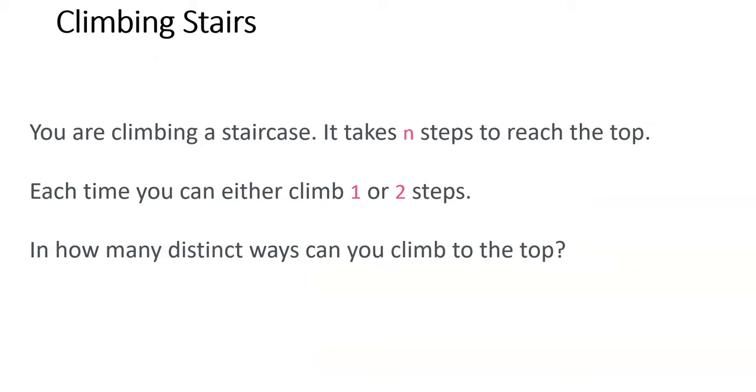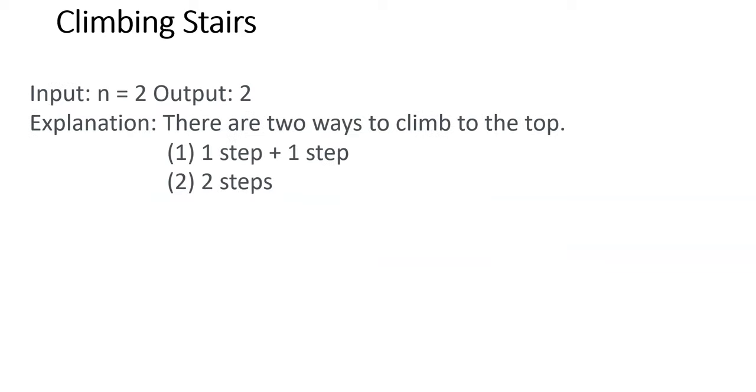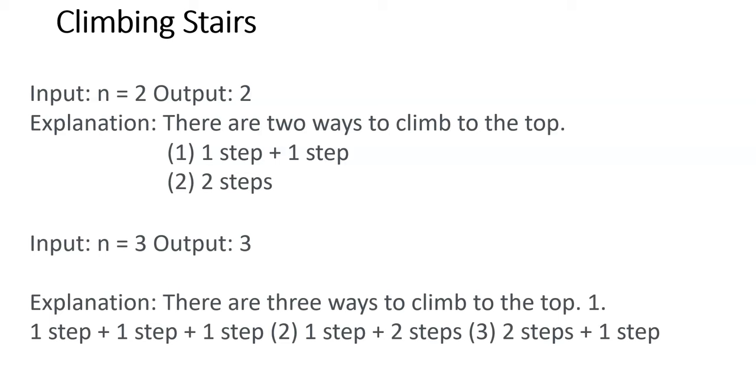So let's take this problem. You are climbing a staircase. It takes n steps to reach the top. At any time you can climb 1 or 2 steps. In how many distinct ways can you reach the top? For example, if n is equal to 2, the answer is 2 because you can do 1 step at a time, that is 2 steps, or directly jump 2 steps. Second, if n is 3, output is 3 because you jump 1 step at a time, or you can jump 1 step and then 2 steps, or you can jump 2 steps and then 1 step. So this is the problem statement given.